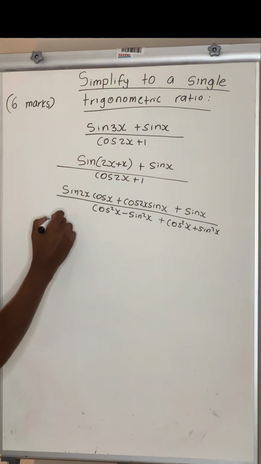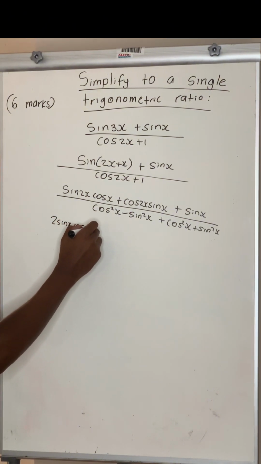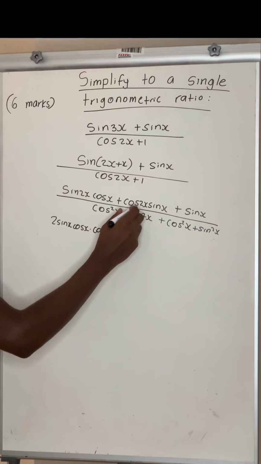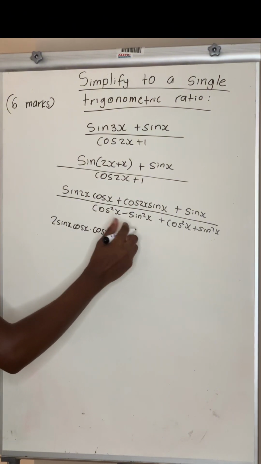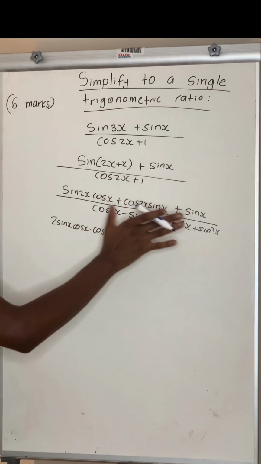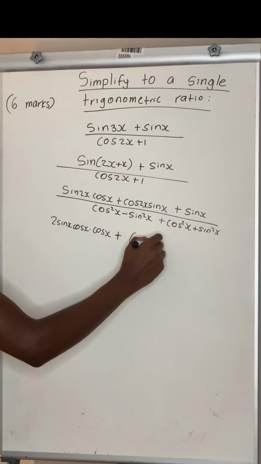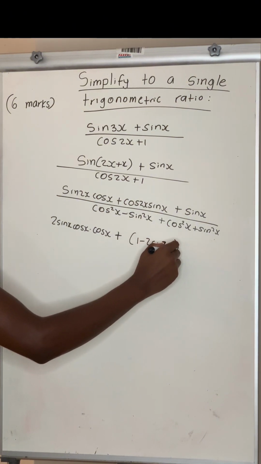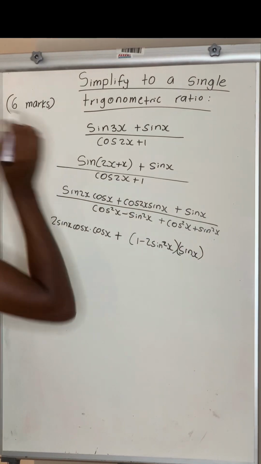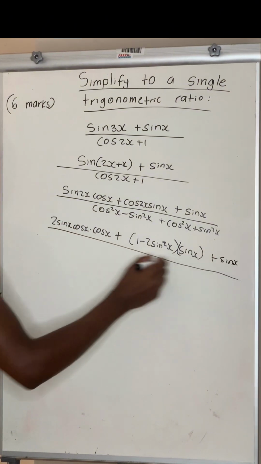Sine 2x, when you expand that, it becomes 2 sine x cos x times this cos x plus this cos 2x. Let's change it to its identity that has sine. The reason why we're changing it to sine is because the numerator mostly has sine on it, so most likely we're going to use that identity, which says 1 minus 2 sine squared x times sine x plus sine x, and then divide all of that.